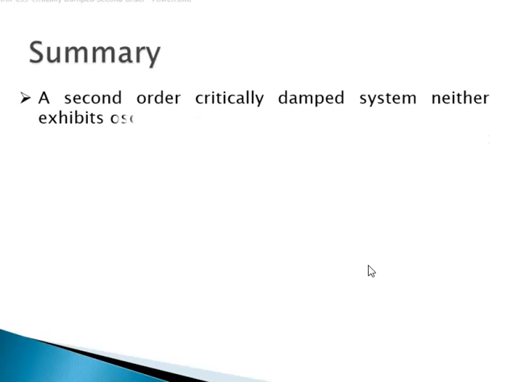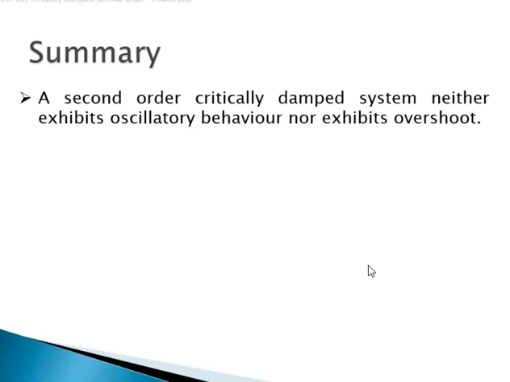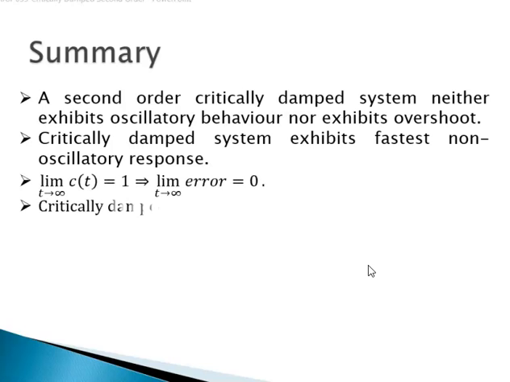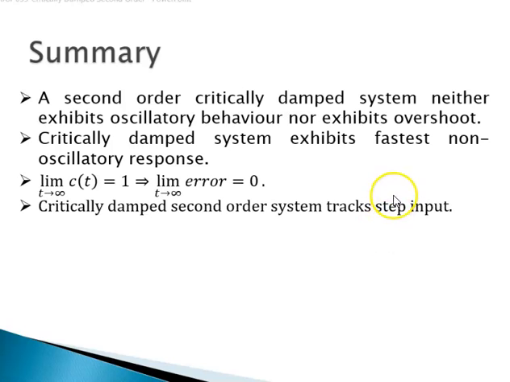So, in summary, we say that a second order critically damped system neither exhibits oscillatory behavior nor exhibits overshoot, and perhaps it is the fastest non-oscillatory response, and it tracks the step input.